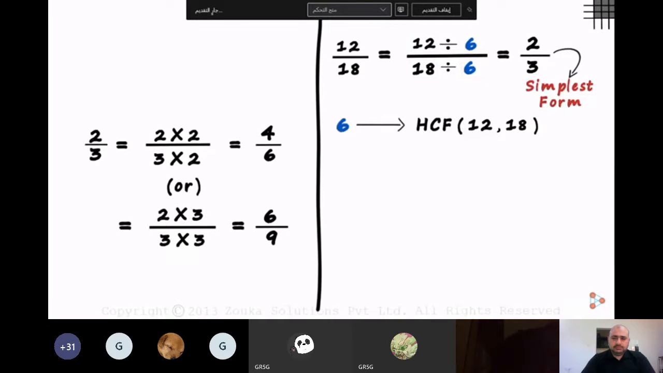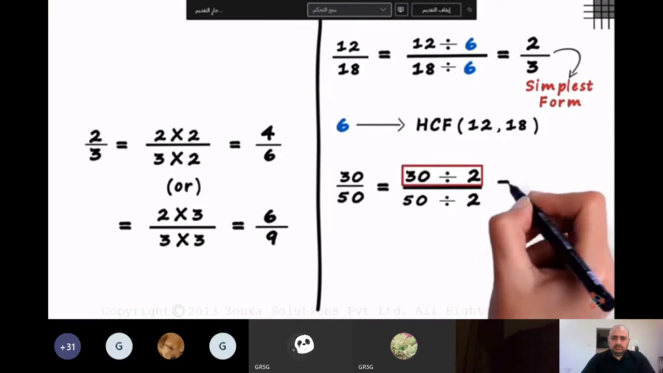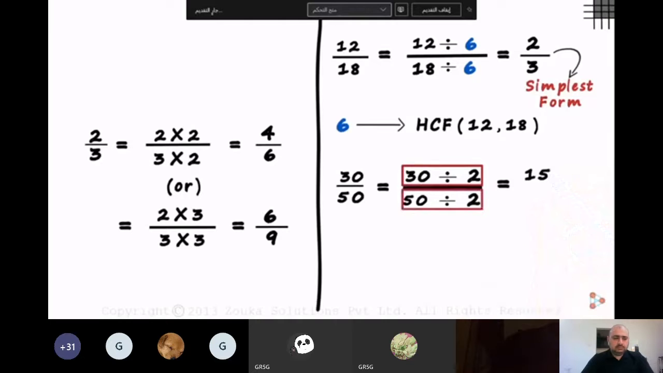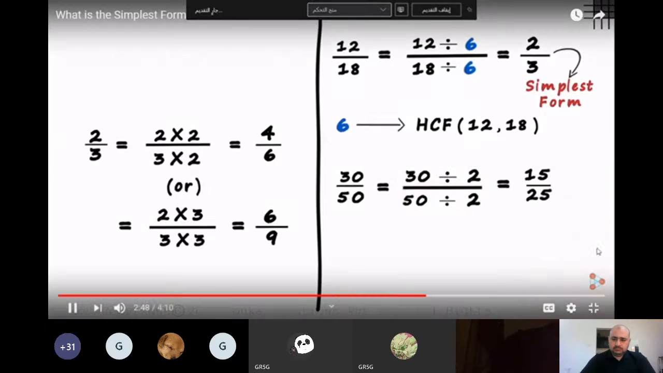Say we have a fraction 30 by 50. And let's assume that you do not know what their HCF is. If we do not know the HCF, all we need to do is look at the common factors of the numerator and the denominator. 30 as well as 50 are divisible by 2. So we divide the numerator as well as the denominator by 2. 30 divided by 2 is 15, and 50 divided by 2 is 25.